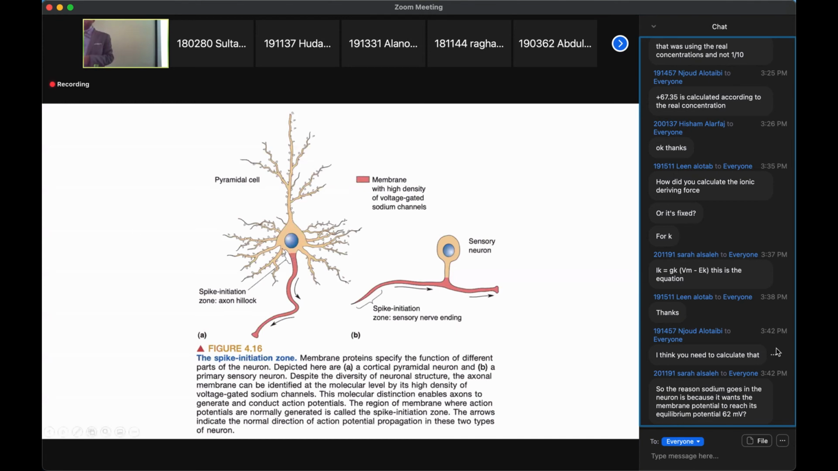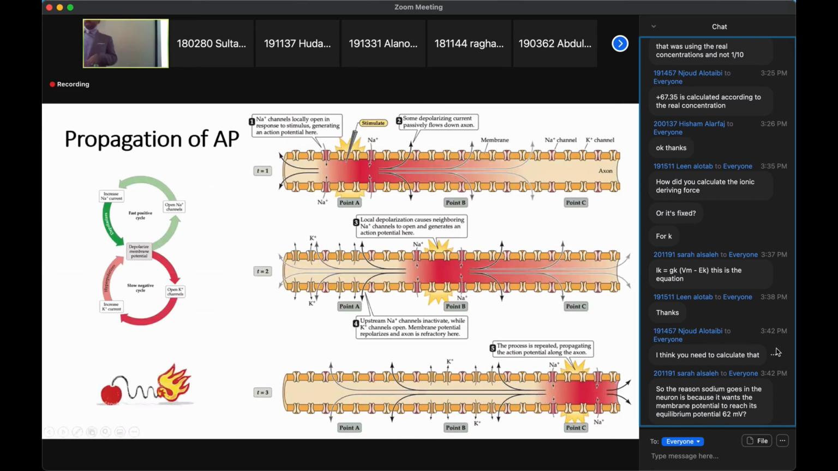So this zone of the neuron is called the axon hillock, which is the trigger zone for the action potential. And what's special about this trigger zone is that it has concentrated voltage-gated sodium channels. Is this clear? Good. Now, as the voltage-gated sodium channels open in the axon hillock, there will be depolarization of this part of the axon in the beginning.